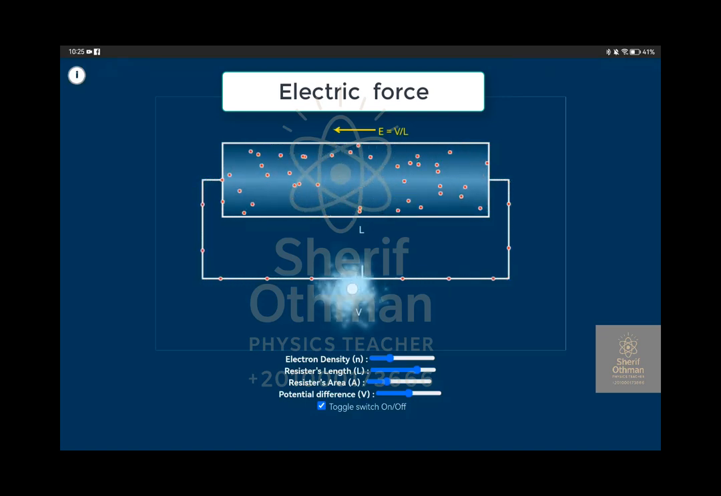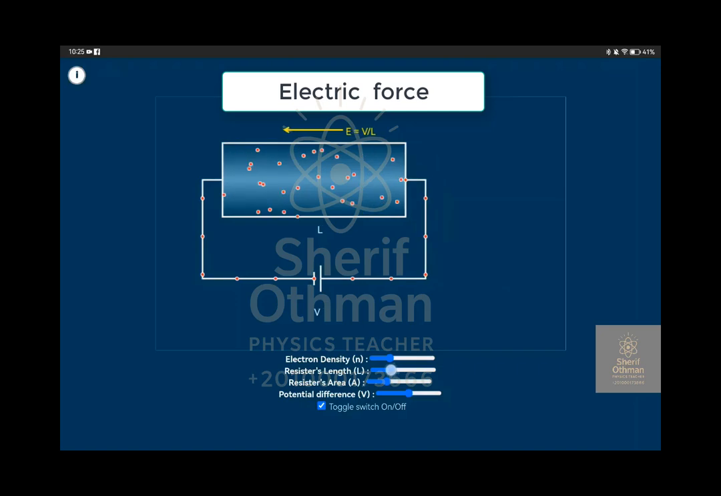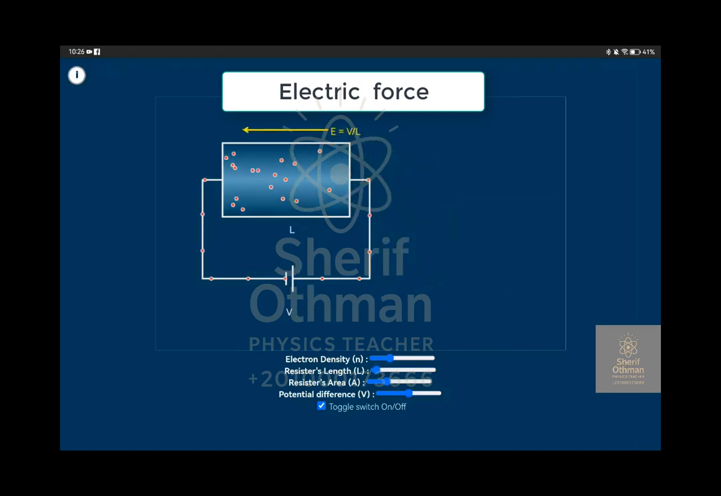Let's say that the electrons are coming from the negative direction, moving to the positive one, as you can see, guys. If I'm going to increase the resistance length, notice what will happen. I'm going to decrease it. The flow of electrons became faster. So as the length of the conductor decreases, its resistance also decreases.